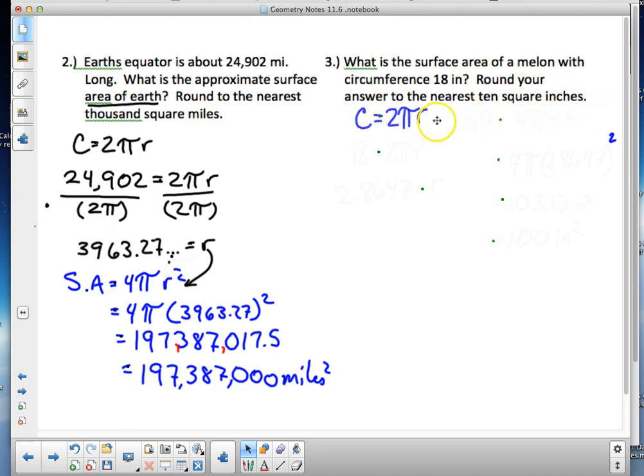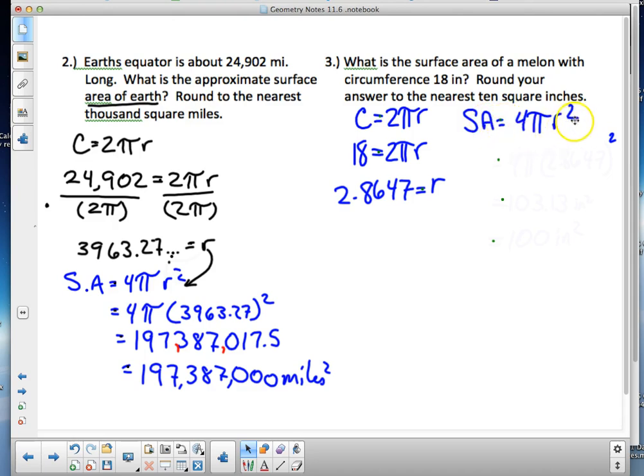So I've got C equals 2 pi r, and I've got 18 for C, and I'm looking for r. So I go 18 divided by 2 divided by pi, and I get 2.8647 in my calculator is equal to r. I use that radius to help me find the surface area of a sphere.